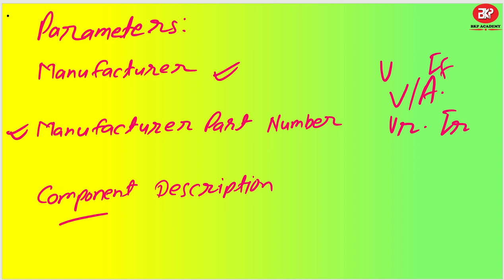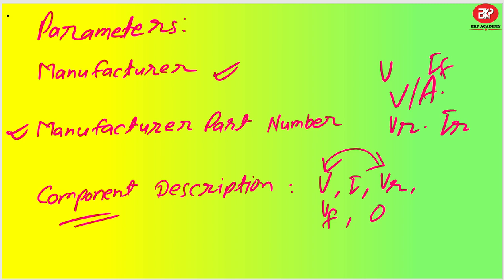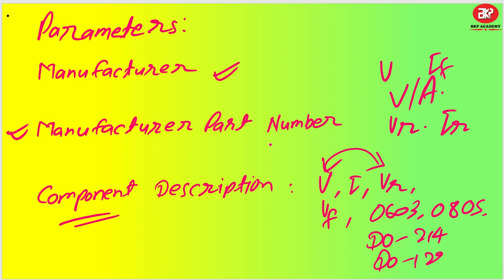At the same time, component description. The component description will tell us which kind of diode it is, what the voltage rating is, what the current rating is, and what the breakdown voltage is. Breakdown voltage is nothing but the voltage rating that I am telling you. What will be my forward voltage, and what will be my package, whether it is going to be 0603 or 0805, or a lot of other packages like DO-214 and DO-219. We'll talk about all the packages in detail a little later. So all this information will be available in the component description.